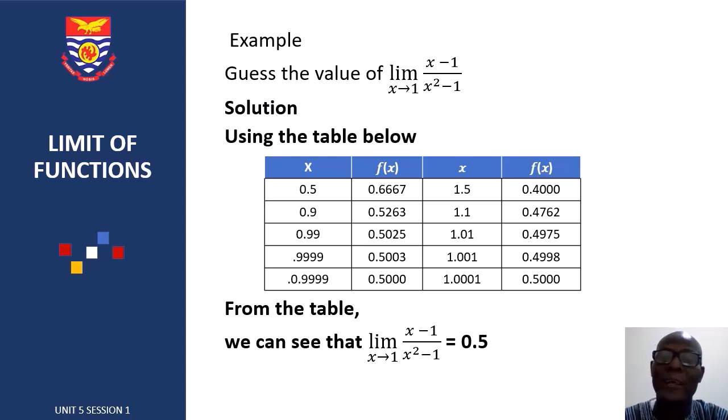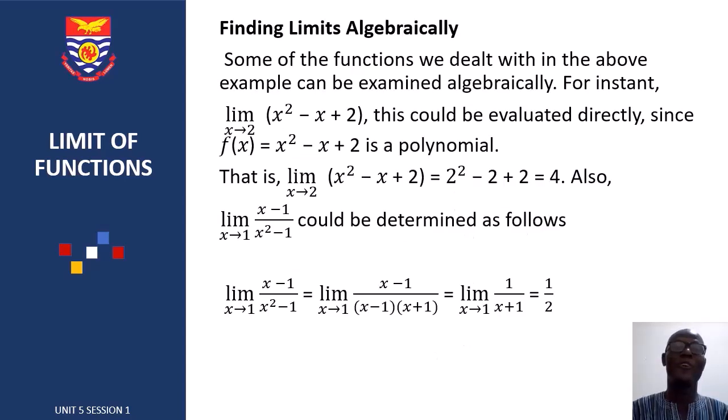Also, when x is approaching 1 from the right hand side, that is from 1.5, 1.1 to 1.0001, the function f of x gives 0.5000, which is 0.5. So therefore, we can conclude that the limiting value, or the limit, of the function x minus 1 over x squared minus 1 as x is approaching 1 is equal to 0.5. In our previous slides, we have learned how to find limits using tables.